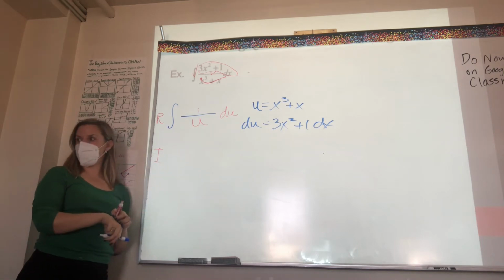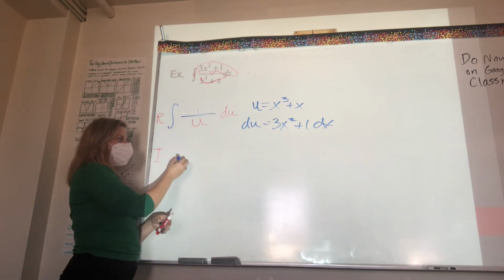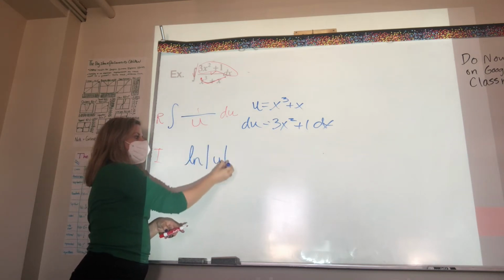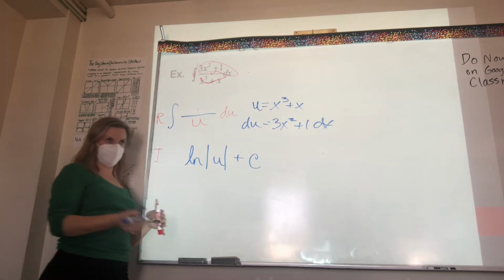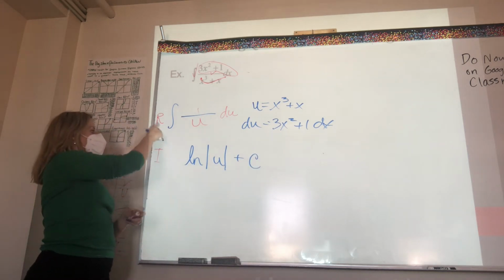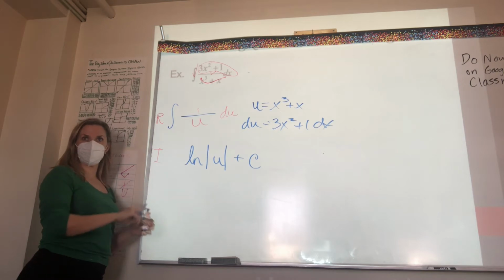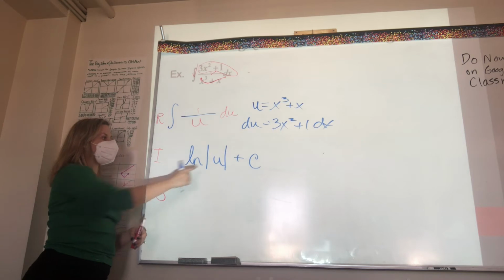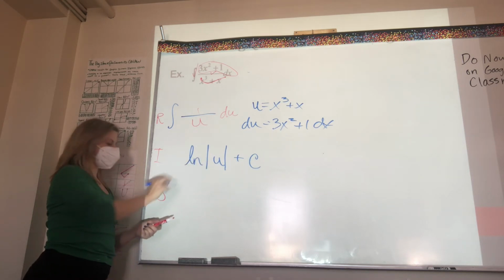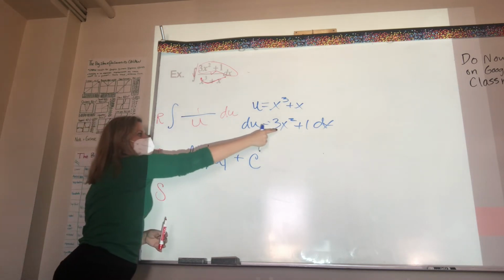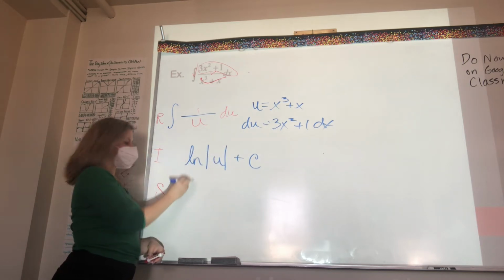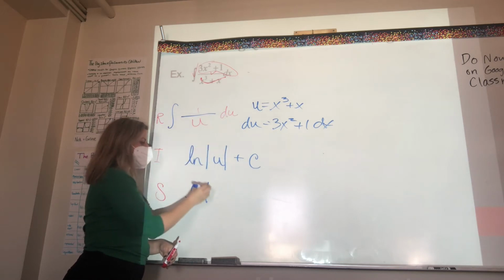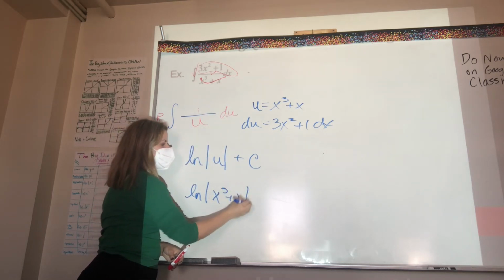Integrate. What is the integral of 1 over u du? That's the ln of the absolute value of u plus c. Good. Rewrite, integrate. What's the next step? Simplify. By simplify, it's not really going to end up being simpler. It's kind of like substituting, but you put the x's back. Ln of absolute value of x cubed plus x plus c.